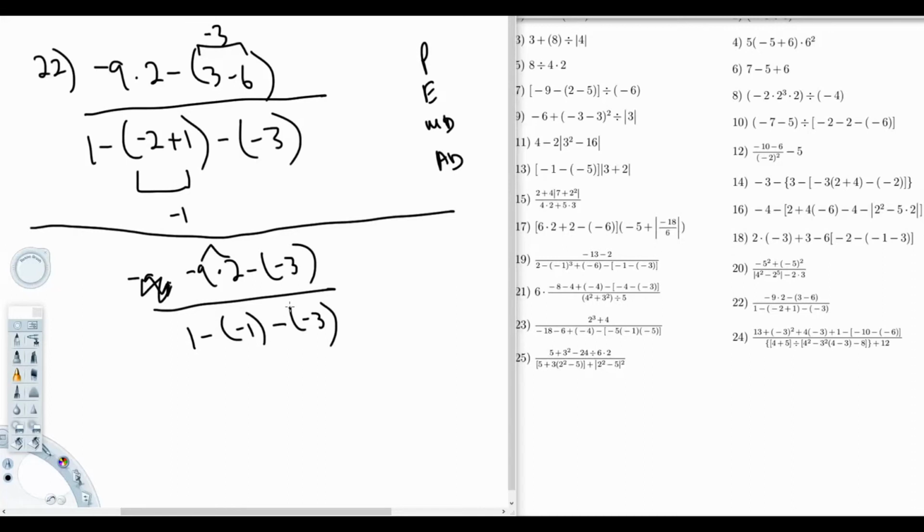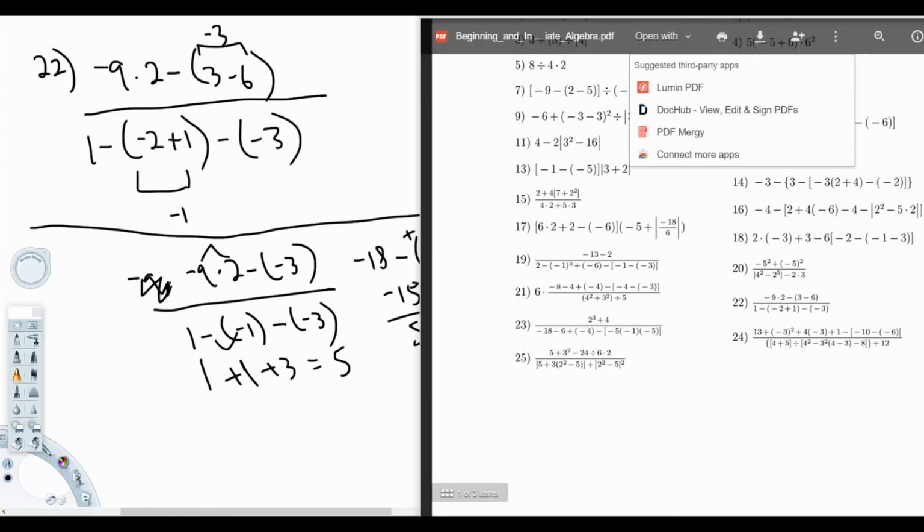Multiply this. That's minus 18 minus minus 3. And here we have 1, 2 negatives plus 1, 2 negatives plus 3. That equals 5. So minus 18 minus minus 3, it becomes a plus now. That's minus 15 over 5 equals negative 3. Am I right? Yes, I am. Moving along now.